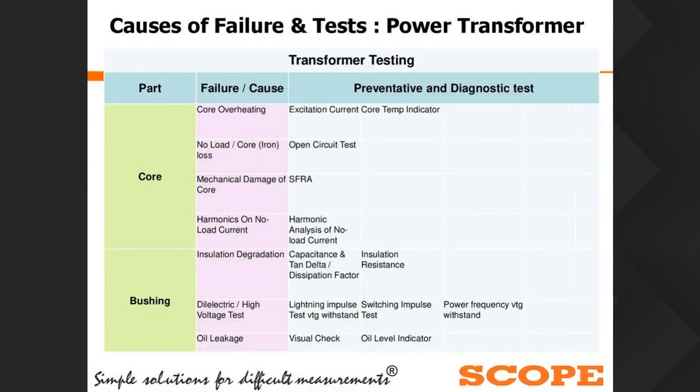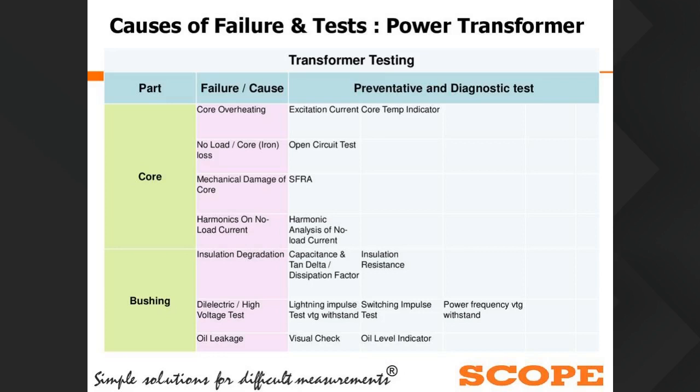Similarly, if we see the reasons behind core failure: core overheating, then no load or open circuit test is there. Mechanical damages of the core, harmonics on the load current. So with the help of the excitation current test, we can find out whether there is any overheating or not. Then similarly, the no load test is carried out. No load loss we can find out with the help of open circuit test, SFRA, and harmonic analysis on load. So these are the tests that we need to carry out to check the reasons behind the failure of the core.